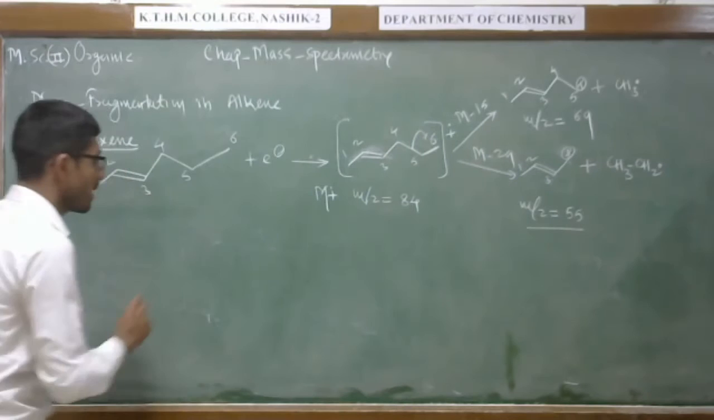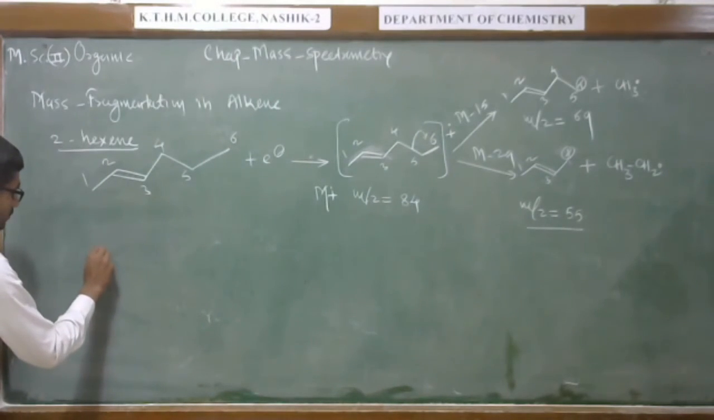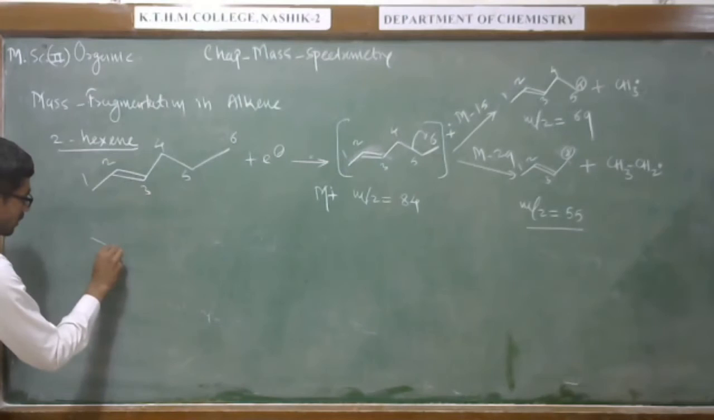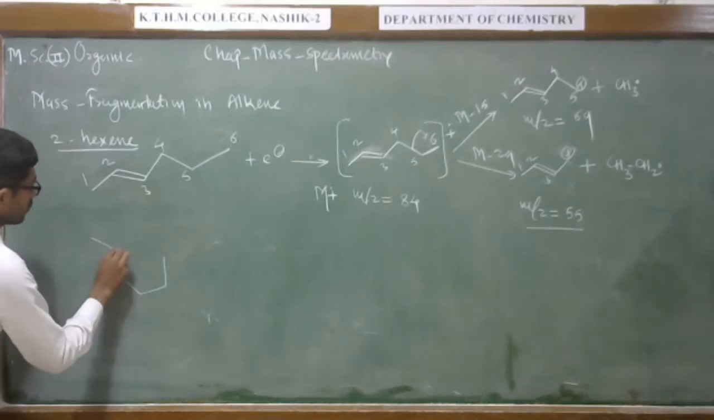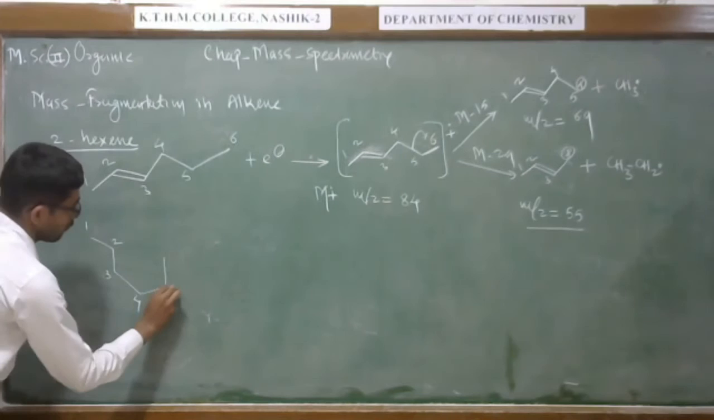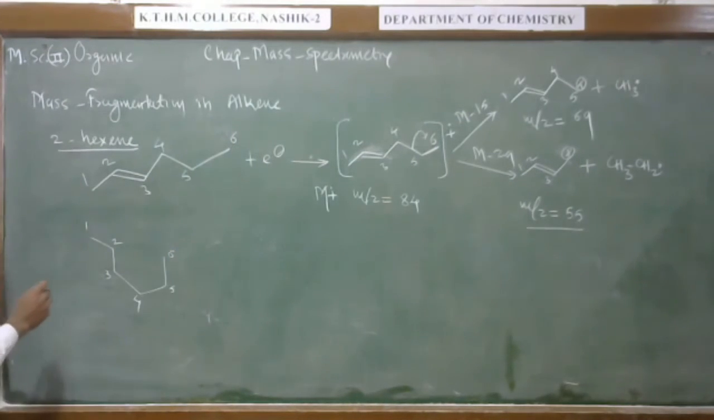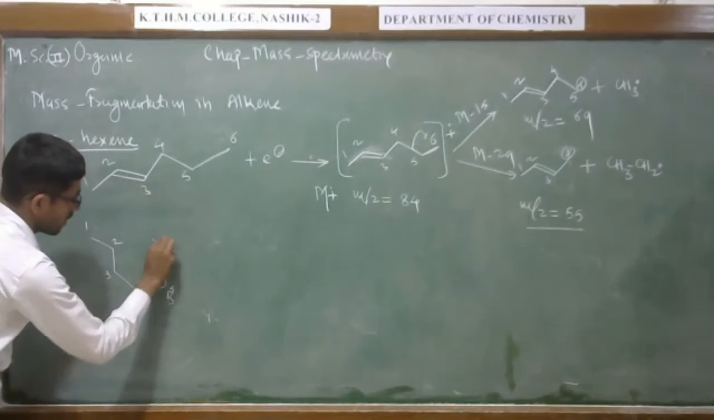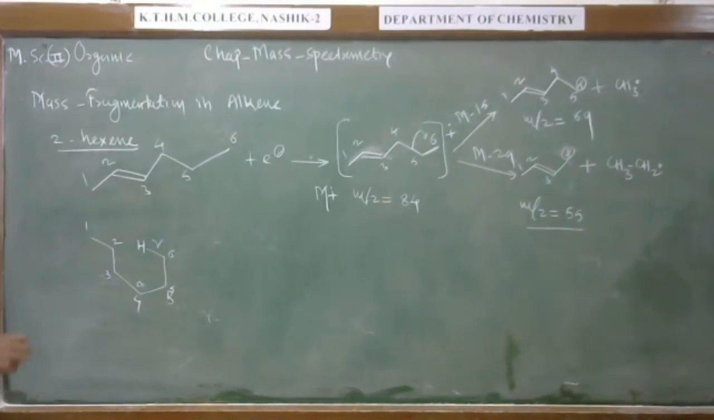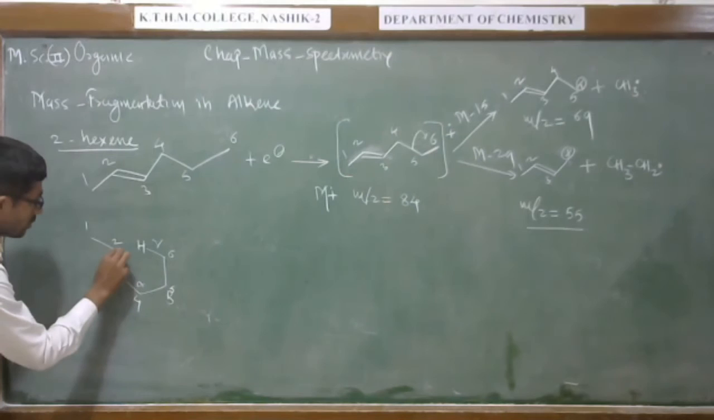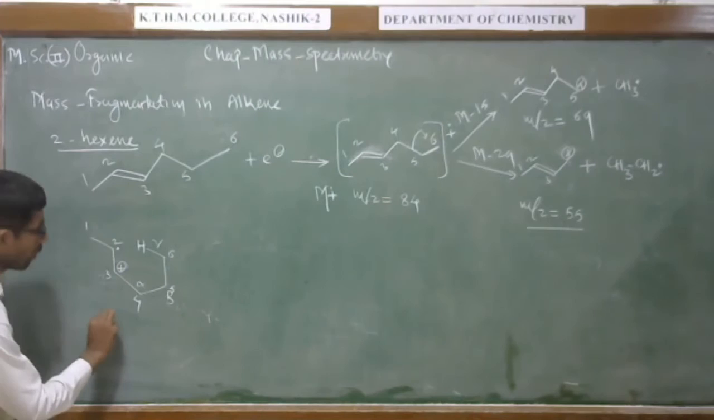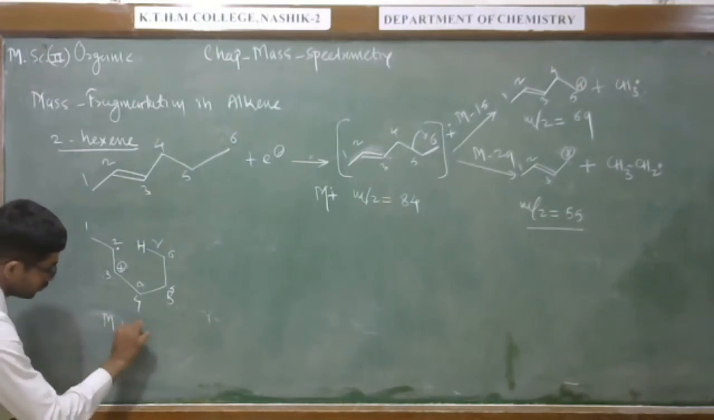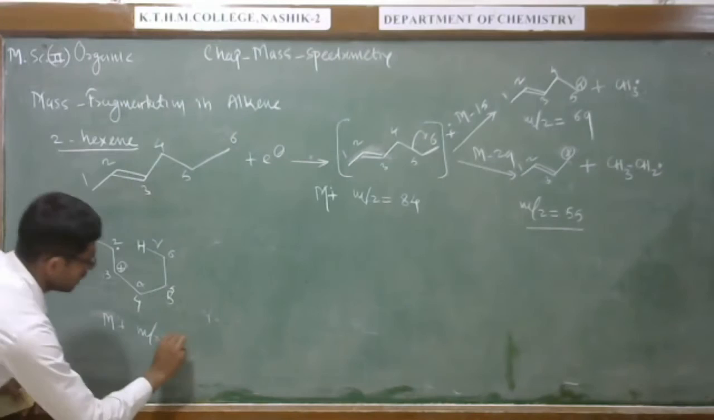Also here, a McLafferty rearrangement is possible. Why McLafferty is here? Same as the above molecule, we can show here. One, two, three, 4, 5 and 6. So alpha, beta and gamma. This gamma hydrogen is available here. So radical, and this is the positive charge here. So this is the molecular ion peak. We represent it like this, mass to charge ratio 84.